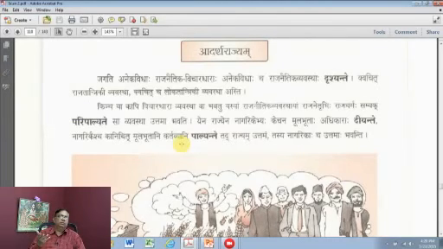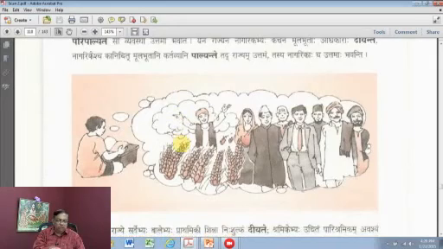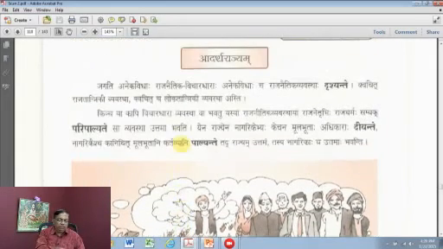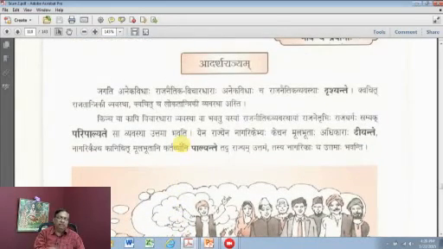Yadi rajyam uttamam bhavati, tarhi tasmin rajye vartamanaha nagarikaha sarvepi uttamaha iti kathyante. So very simple. Here in these two passages, drishyante, paripalyante, diyante, palyante, these are the passive verbs. Next.